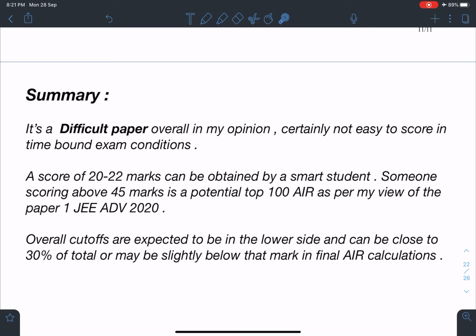And I am expecting the overall cutoff of JEE 2020 to be slightly on the lower side. It can be close to 30%, or it can go slightly less than that, in all three subjects combined, based on the review of all these papers.